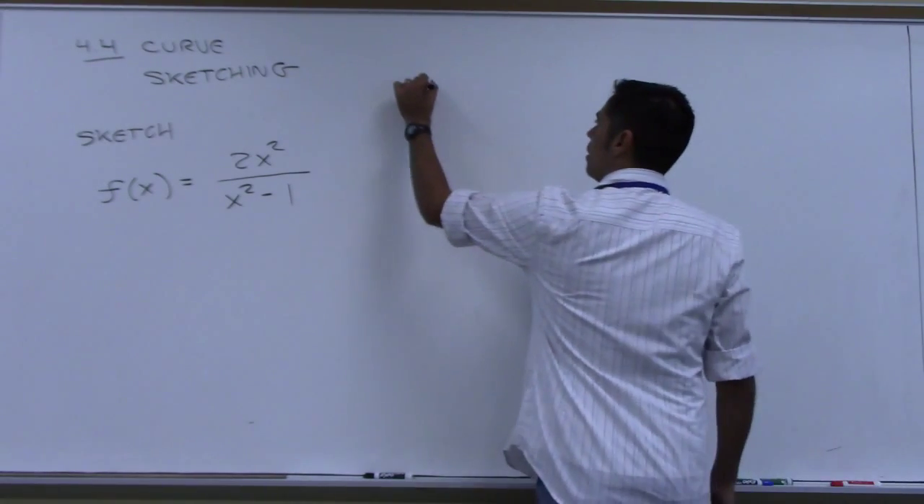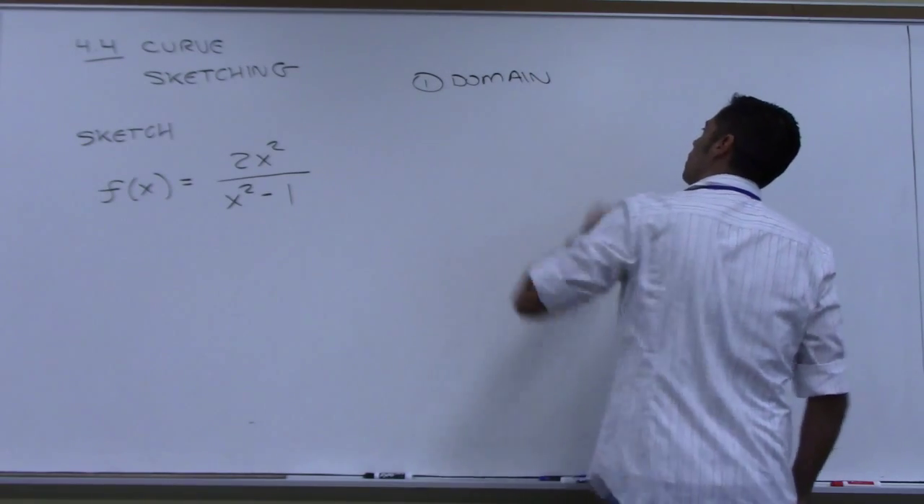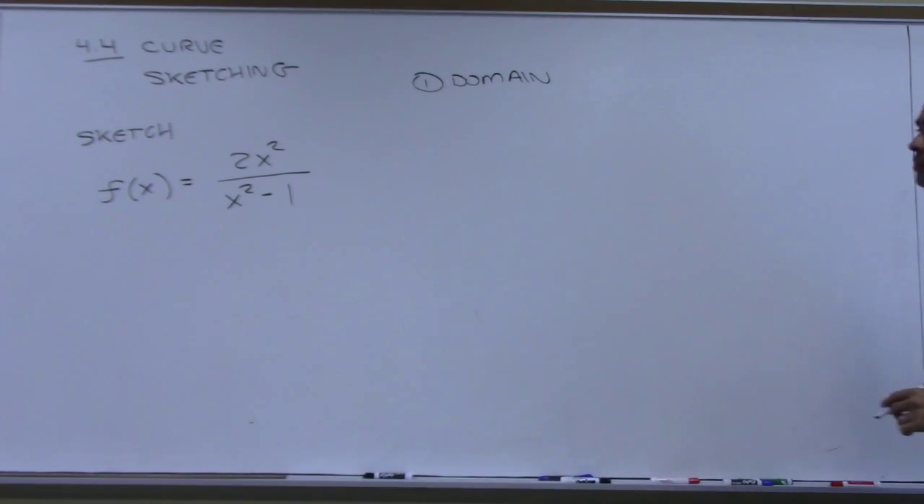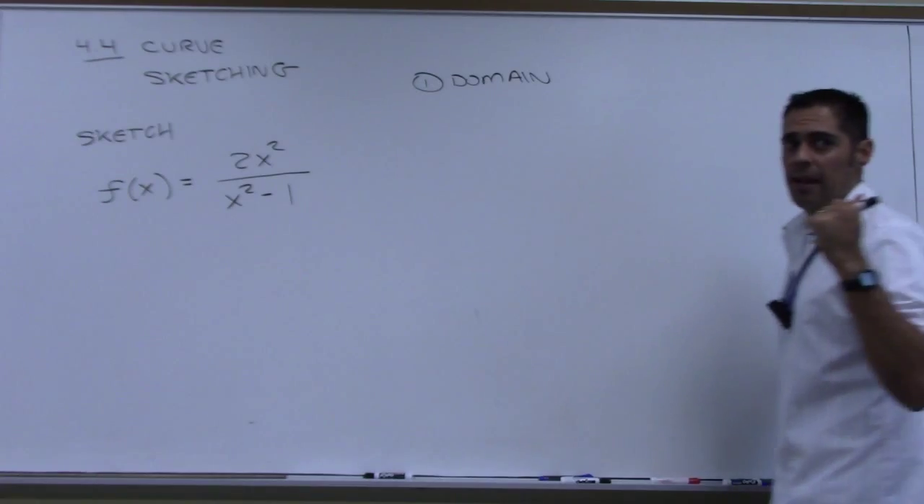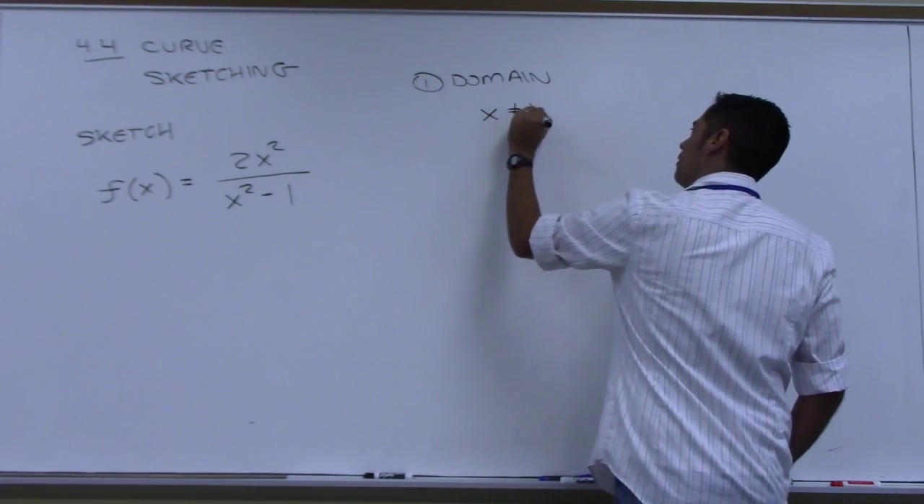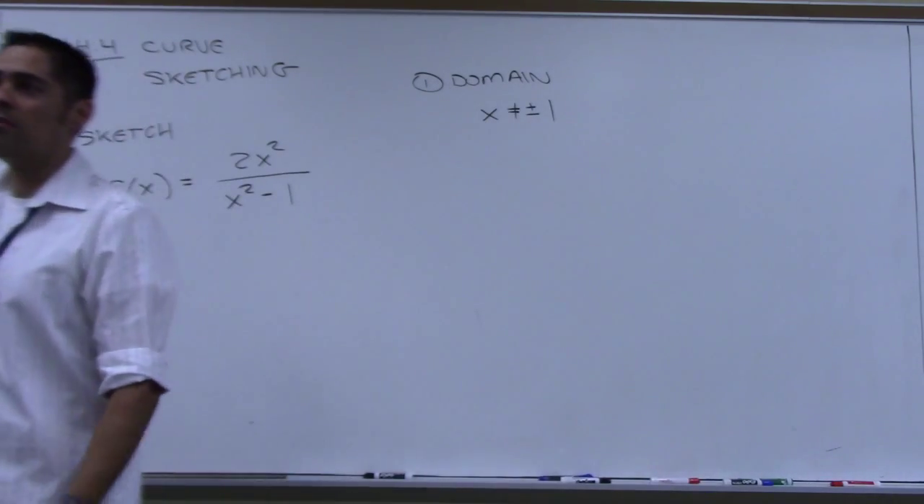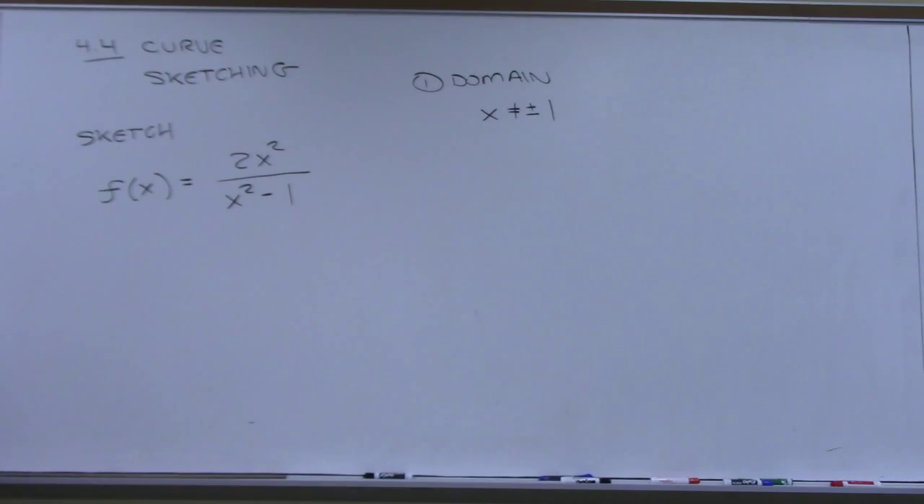First step, I'm going to look at domain. So either tell me what I can plug in or tell me what I cannot plug in. Plus or minus 1? Can't have them? Okay. x cannot be plus or minus 1, so that will create division by 0. So I know that those points do not exist on my picture, right?